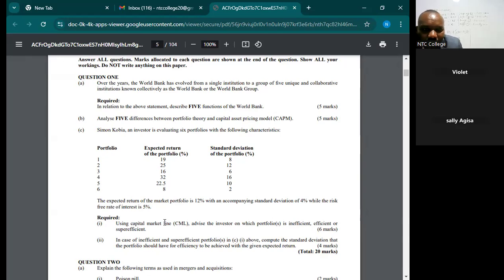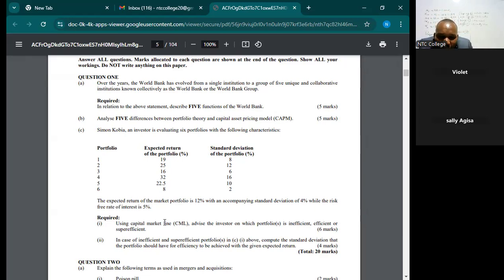They are saying that Simon Kobia, an investor, is evaluating 6 portfolios with the following characteristics: expected return, standard deviation. The expected return of the market is given with accompanying standard deviation of the market as well. The risk free rate is given. Using the capital market line, CML, advise the investor on which portfolio is inefficient, efficient, or super efficient.